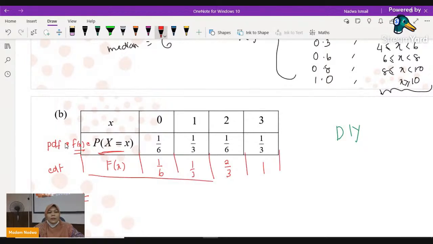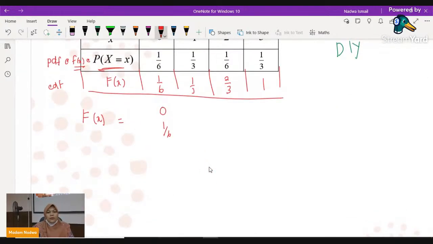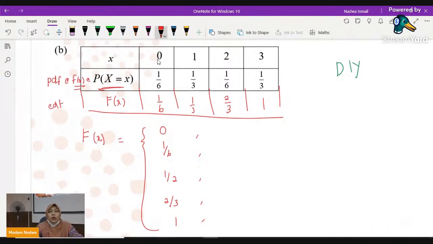So how do we transform this table into a function? F(x) is equal to, remember the probability must start with 0, and then 1/6, 1/6, 1/2, 2/3 and then 1. What you need to be careful with is the range of values of x. For x equals 0, looking at our question, our x starts with 0. So when x is less than 0, the value is 0. For 0, the cumulative is 1/6. It starts here at 0. This 1/6 belongs to 0, so that is why there is an equal sign here.